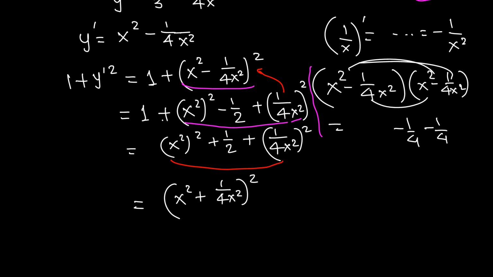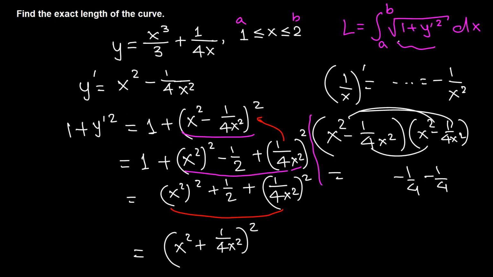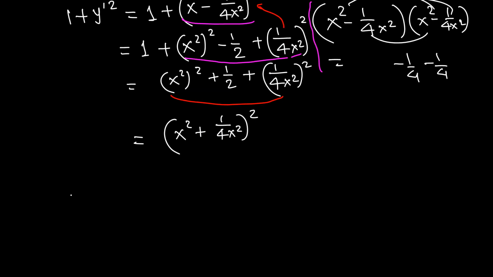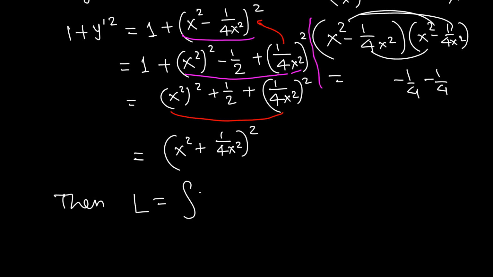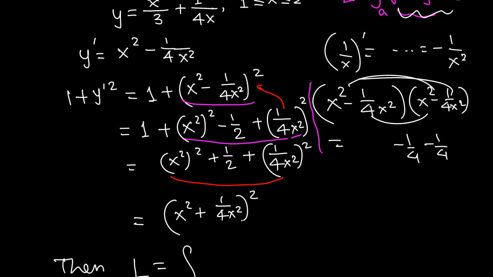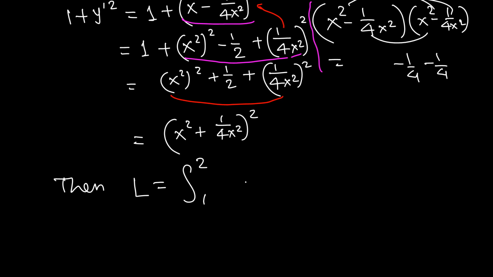So 1 plus y prime squared equals this. We were just making everything ready inside here. Now we take a square root, and we integrate from a to b. Then the arc length we are looking at, L, is from 1 to 2 of the square root of x squared plus 1 over 4x squared, quantity squared, dx. Now we can cancel the square and the square root here, but we have to be careful.